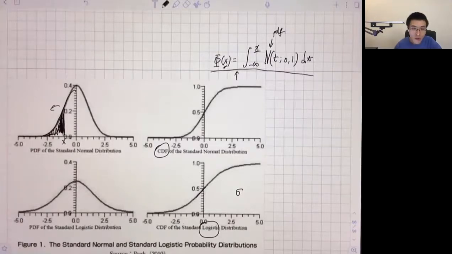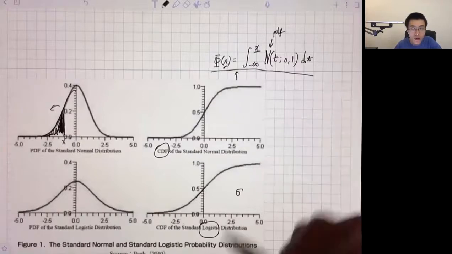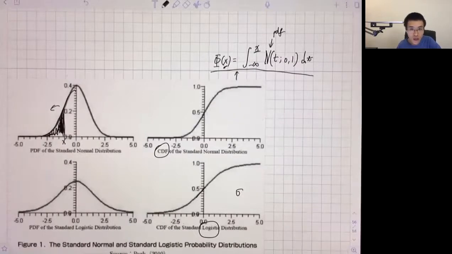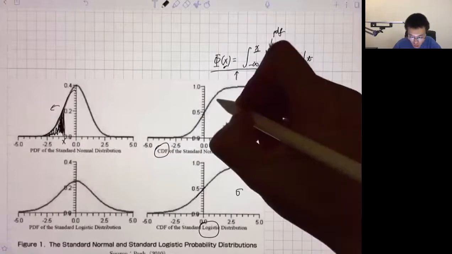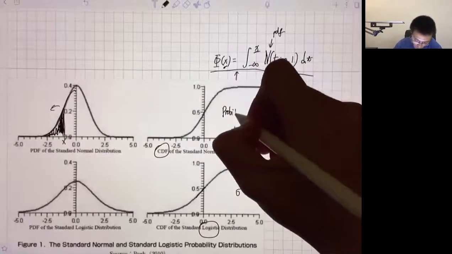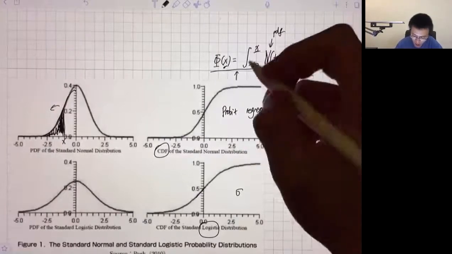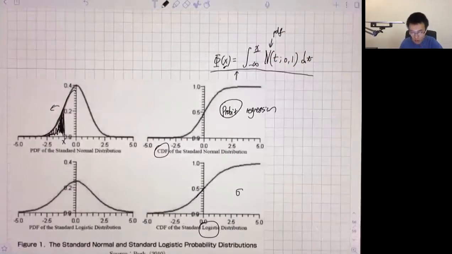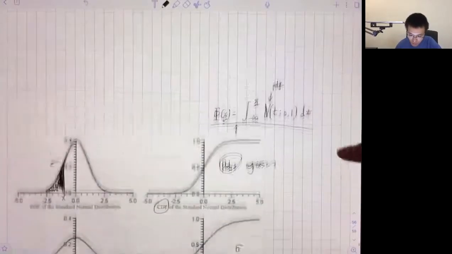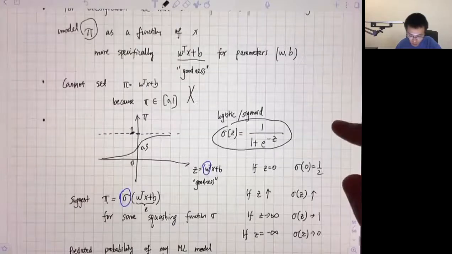Okay, and this function can also be applied for linear classification. And if you apply this Gaussian function, it's called probit regression. Okay, and sometimes this is known as a probit function.